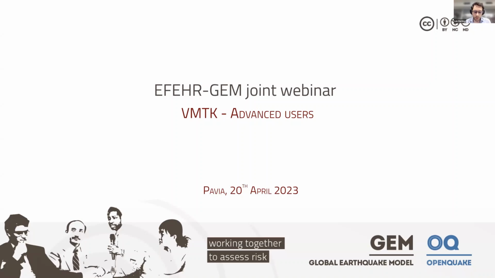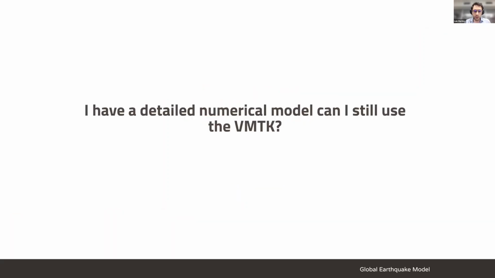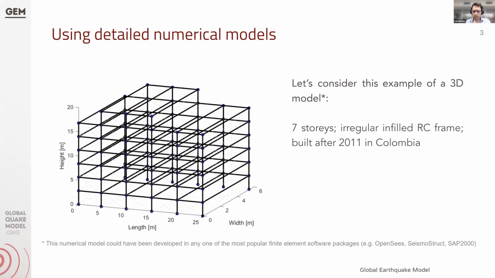Here at GEM, basically we get our capacity curves through mechanics models. So we get yield displacements, ultimate displacements, the period of vibration, and you build your backbone curve. But you may find yourself in a situation very similar to Martina's, and it's like, okay, I have built my own very detailed numerical model. Can I still use this tool to develop fragility and vulnerability functions? And I'll go with this example.